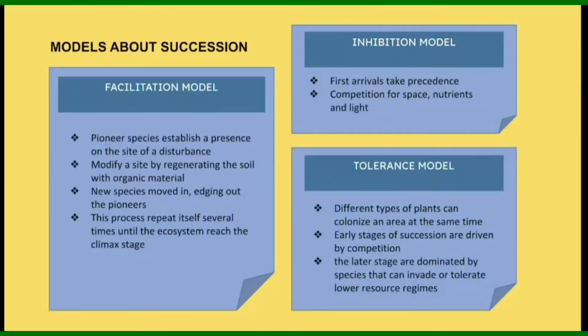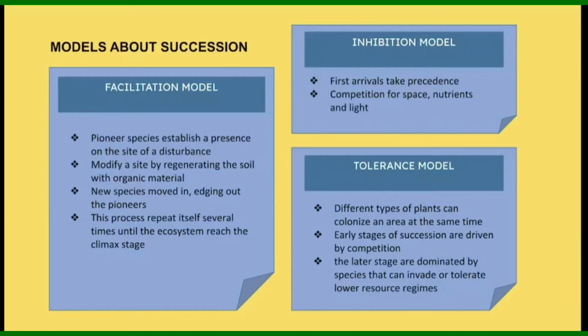Okay, lastly, I'm going to talk about models of succession. So the first one is the facilitation model, where pioneer species establish a presence on the site of disturbance. Pioneer species grow at a place first and then modify the site by regenerating the soil with organic material for the other species to move in.